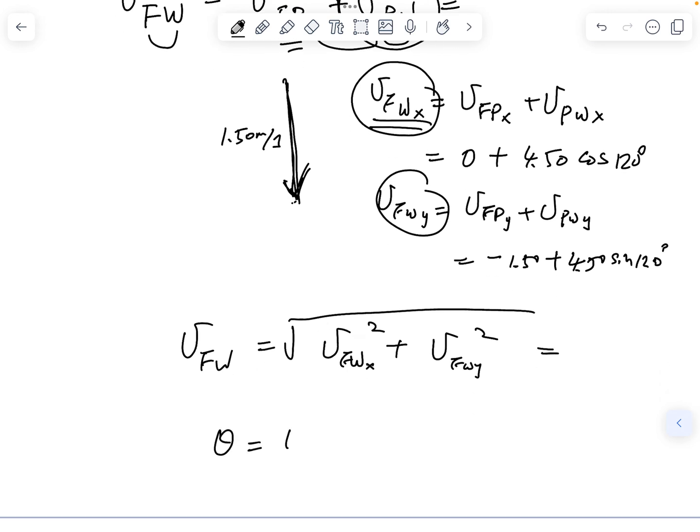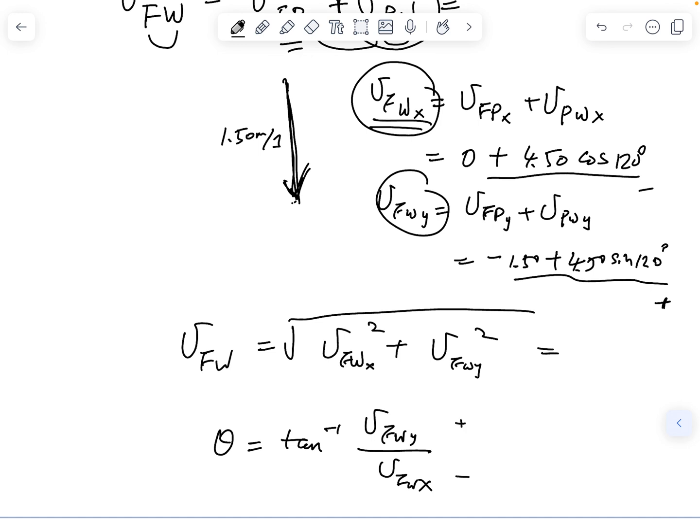Direction: vf wy over vf wx. You can tell the y will be positive and the x will be negative. So whatever we get here is a negative angle. Then you look at the quadrant. Positive y, negative x is in the second quadrant. So whatever angle you got here, you have to add 180 to push it to the second quadrant.